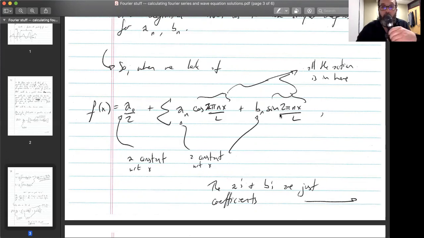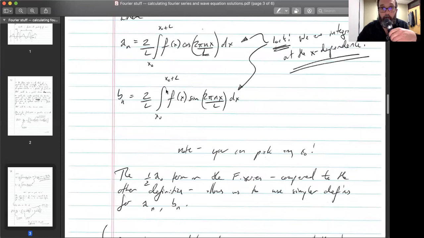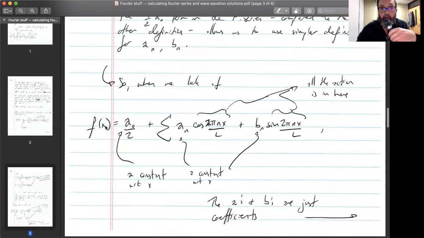This is a constant with respect to x. This is a constant with respect to x. This is a constant with respect to x. The x's have all been integrated out. So the dependence of f of x on x shows up entirely in this set of cosine terms and this set of sine terms. The a's and b's are just coefficients, numbers. Maybe it's got a variable in there, like maybe there is a lambda and a q and an r, whatever. There can be things like that in there, but they're not functions of x.